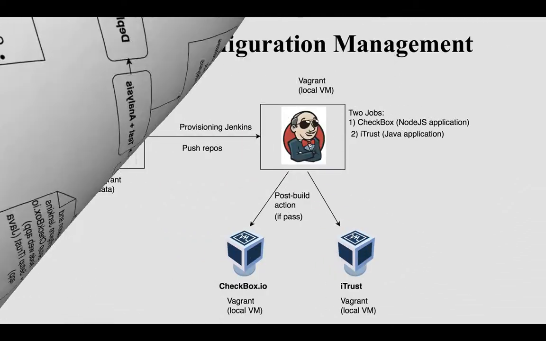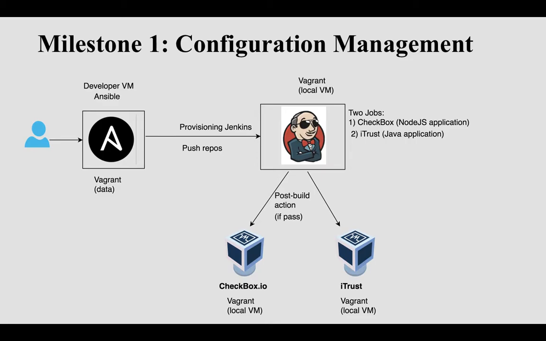Our first milestone consisted of configuration management. Here, we automatically provisioned and configured VirtualBox servers using Vagrant and Ansible. We wrote Ansible playbook scripts to set up environments for 2 applications, Checkbox.io, a Node.js-based web application, and iTrust, a Java application, to the previously provisioned servers.